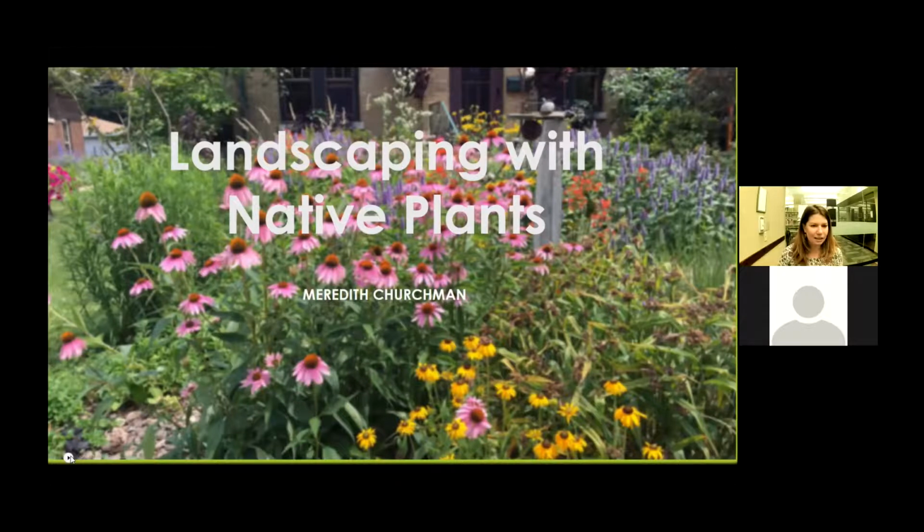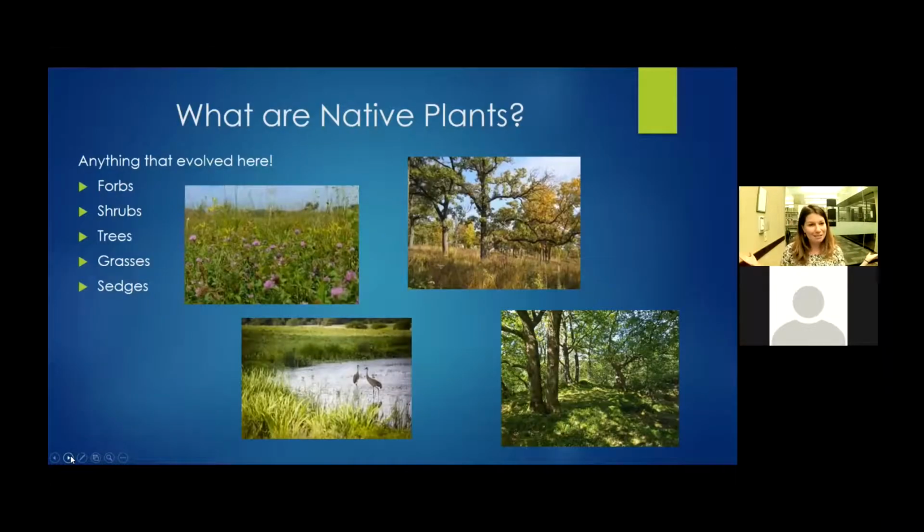Okay. So what is a native plant? Well, it's anything that evolved here. People typically think of wildflowers when they think of the tall grass prairies. You might think of native shrubs or trees, but an important aspect to the landscape are grasses and sedges. They can add an important contribution to structure and texture to your garden.